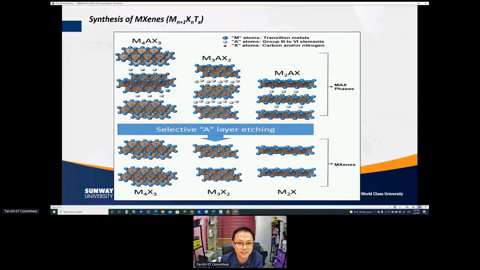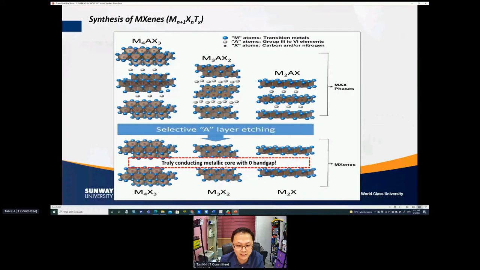So this A atom could be originated from the group 3 to group 6 elements. For example, it could be aluminium in between the MAX phase. By using the chemical etching reagents, we etch away this aluminium atom layer, the A atom layer. So at the end, we will get the so-called MXene, right? It's a nanosheet material. It's a multi-layer structure with a certain space in between the MXene layers.